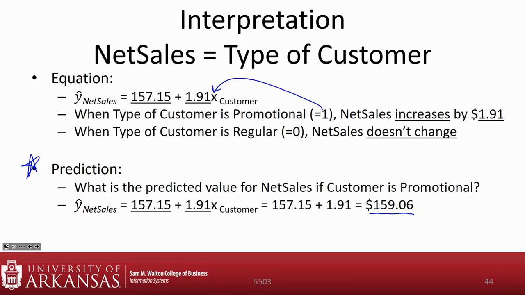If our customer type is 0, then that just cancels out, and we're just left with $157.15. So that slope is talking about, I'd say our control group is just our regular customers. So that slope says that when our customer is promotional, we get to add $1.91. When we just have a regular customer come in, our intercept doesn't change.